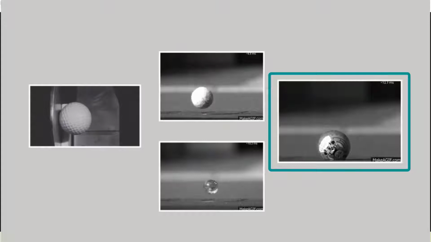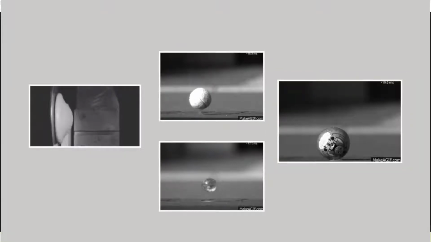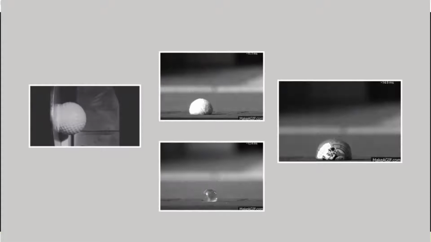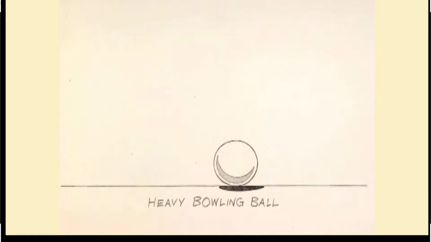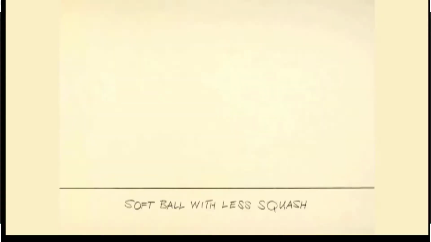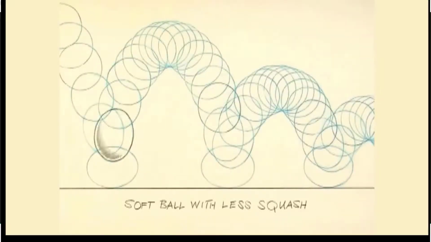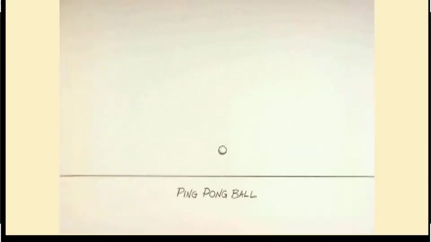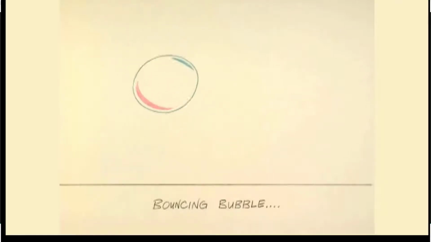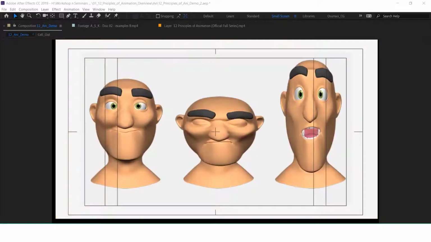Fundamentally, the heavier the object, the less the bounce and the less the squash, and the softer the object, the more the squash. You can see it being demonstrated here. This is a heavy bowling ball. You can see it has less bounce, as different from this soft ball that bounces more, and the ping pong ball also, which bounces more. Then you can see this bubble, how it's behaving, being swept by air here and there until it bursts.